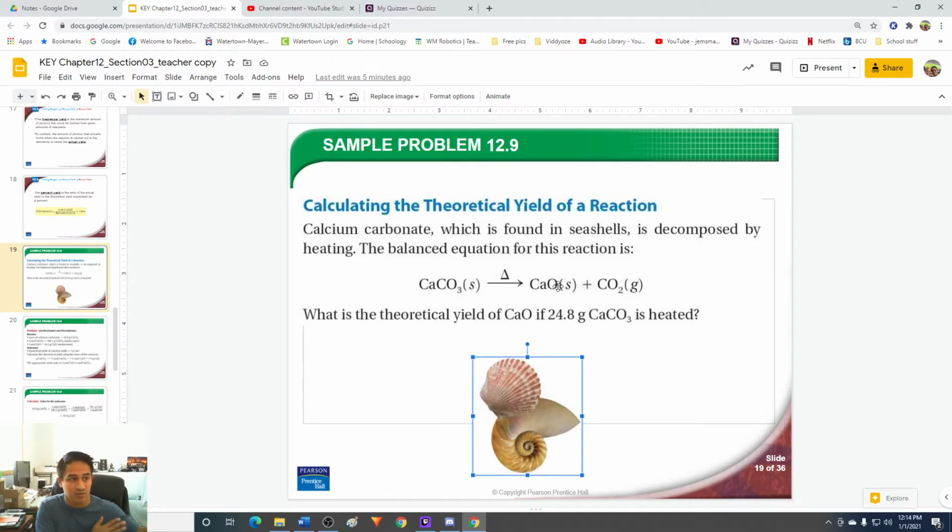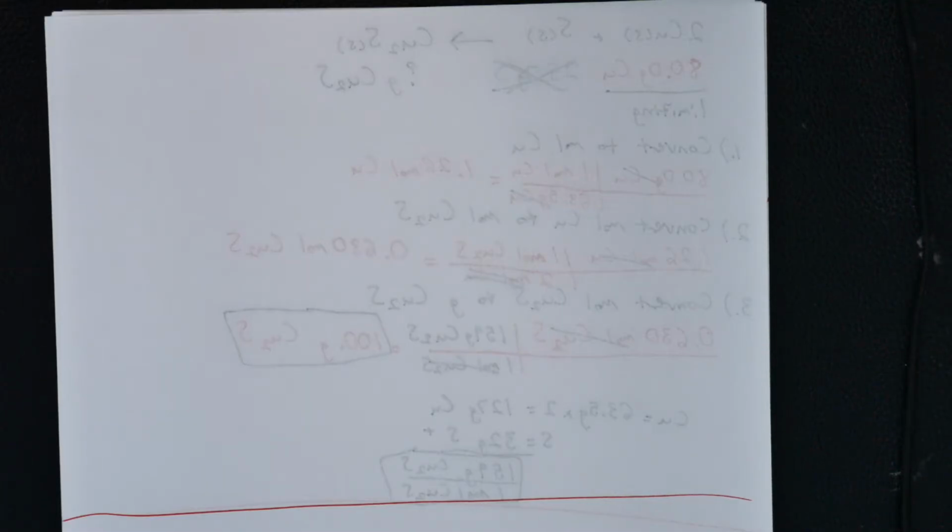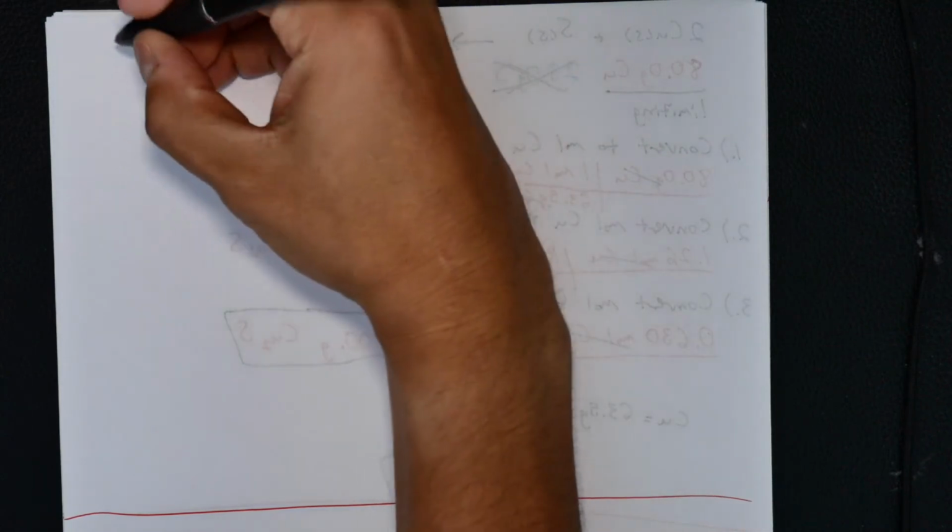Pretty much just like the problems in chapter 12, section 2. We're just going from grams of calcium carbonate to grams of calcium oxide. That's it. Okay, now there will probably be follow-up stuff after this problem, but that's all we're doing for now. So let's switch our camera over. Let's rewrite our reaction here just so we can have it.